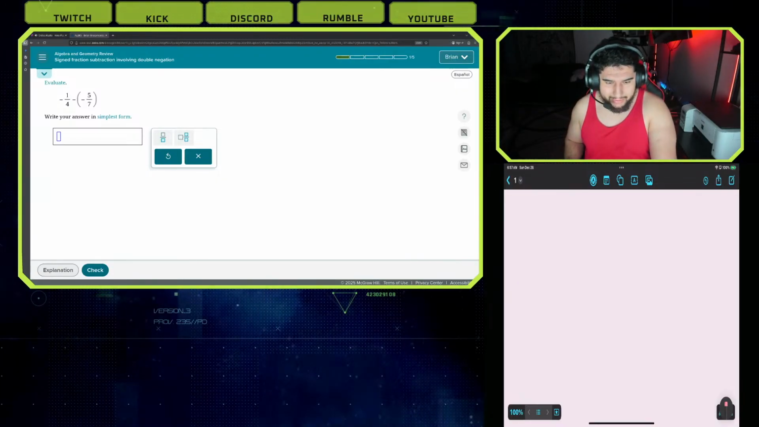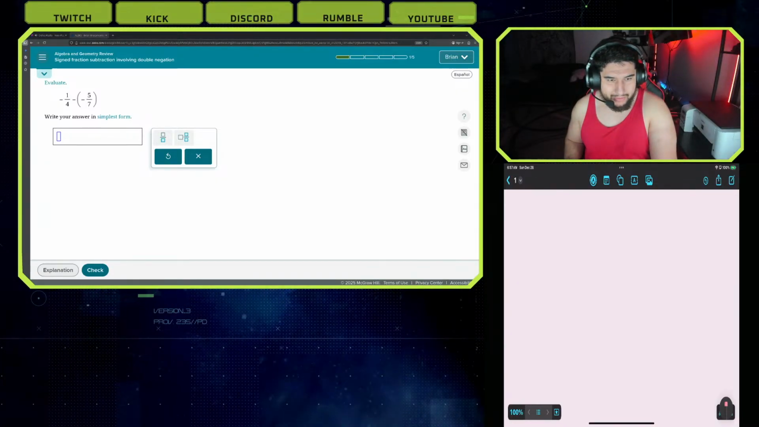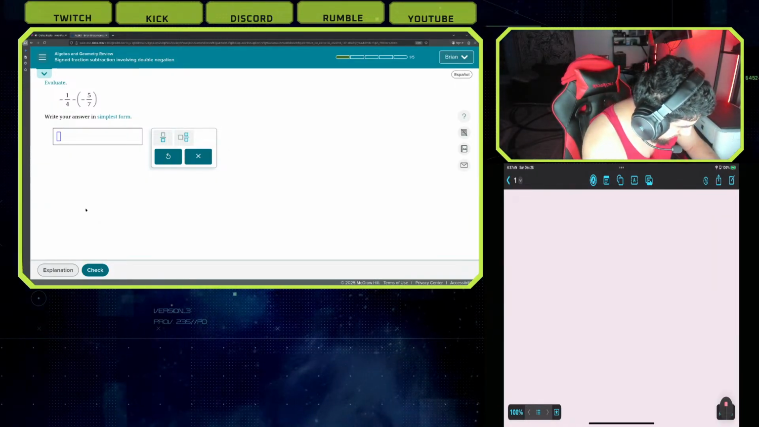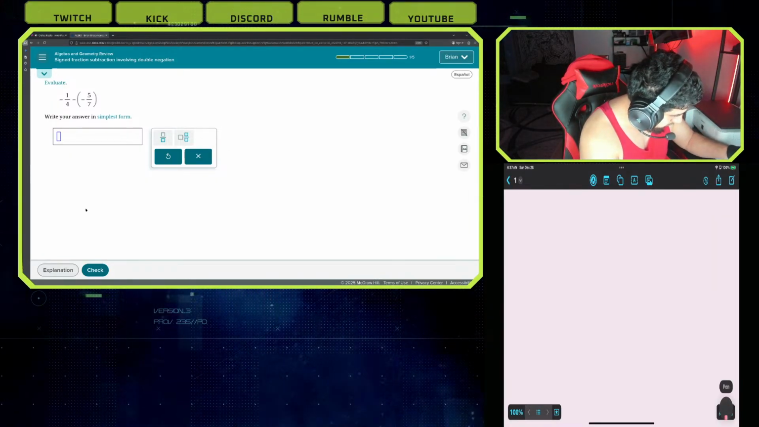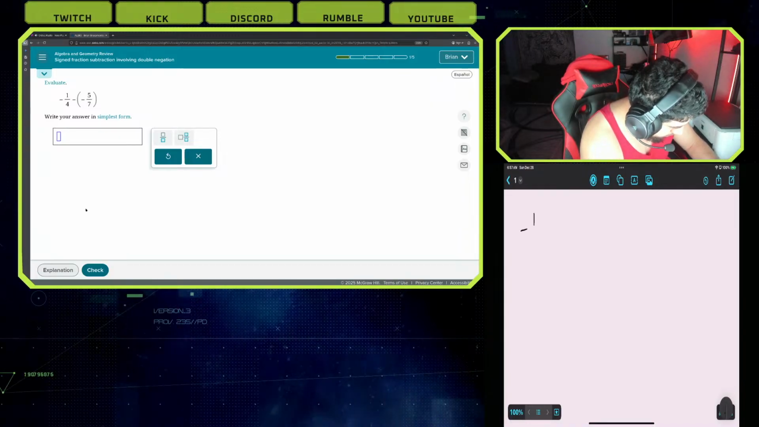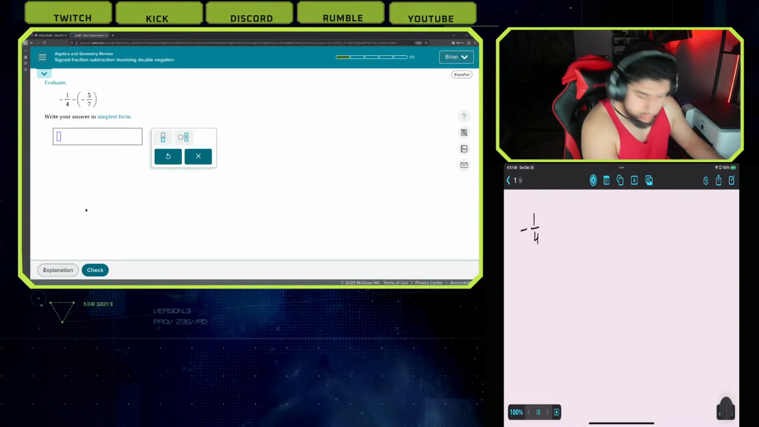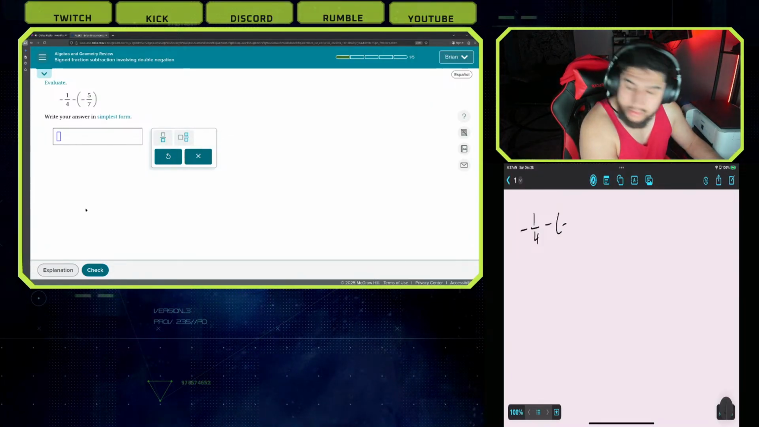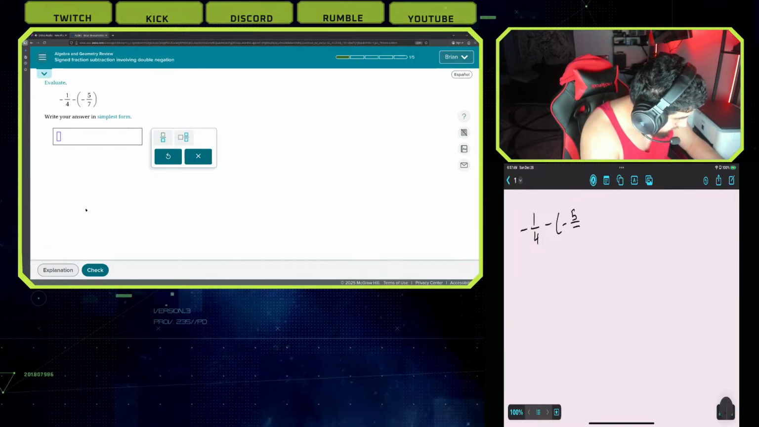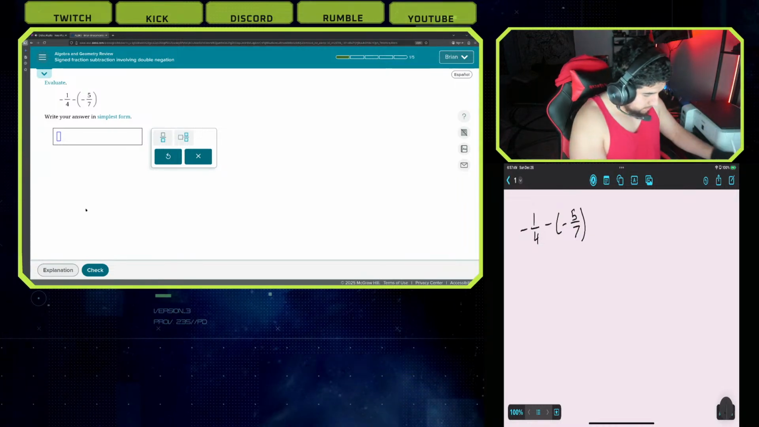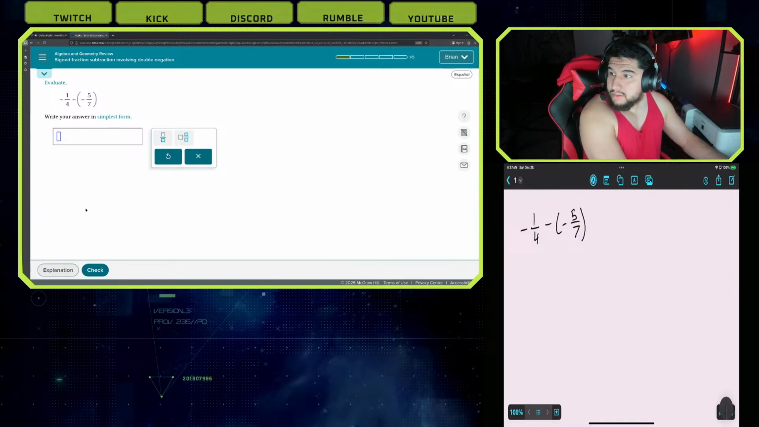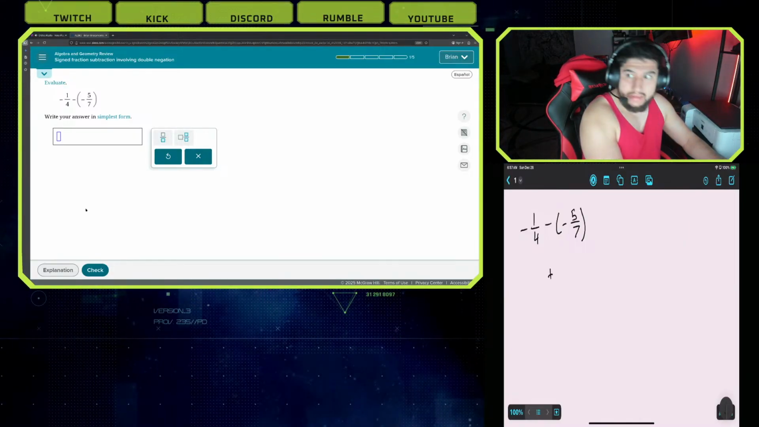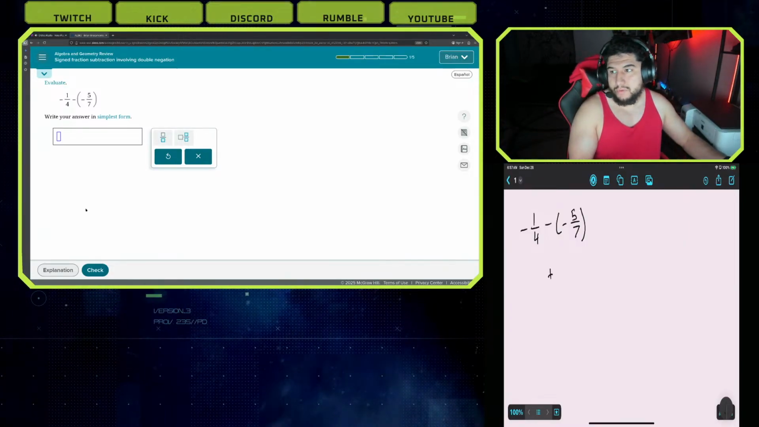Now I know that you guys can see the tablet and the writing, right? So we're getting the negative 1 over 4 minus the negative 5 over 7. All right. We're going to convert the negatives into a positive and then just bring that down. Now just look at the 4 and the 7, okay?